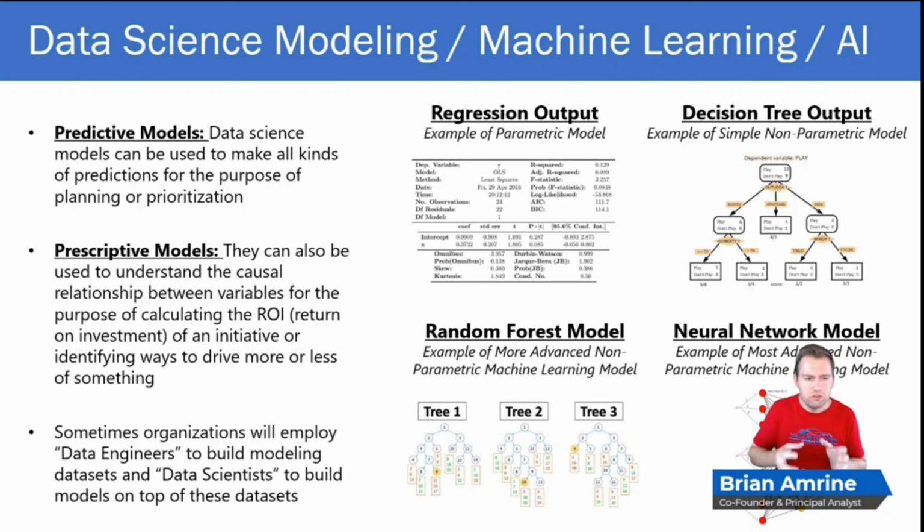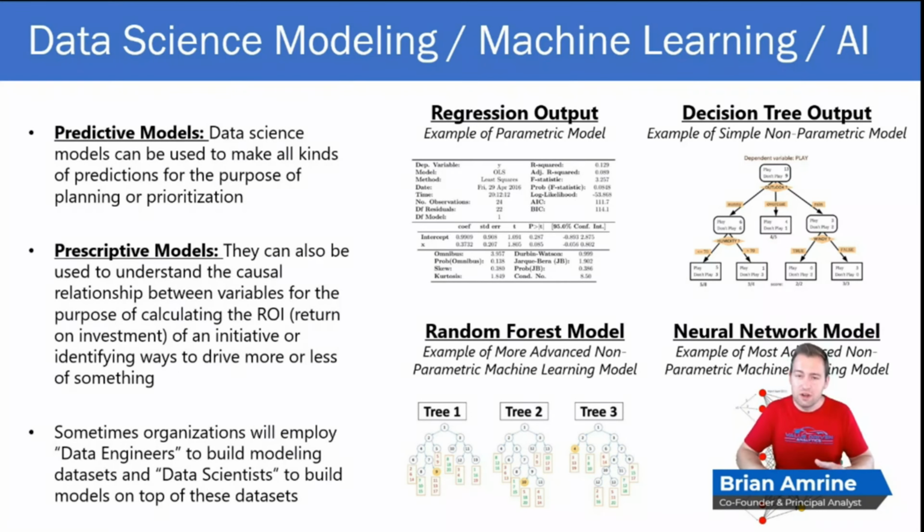And then when it comes to prescriptive models, we're trying to understand what is the causal relationship. Is there a causal relationship between variables? We might want to do this to calculate the return on investment. We need to know exactly how many sales a certain initiative is driving. Or perhaps we want to build a prescriptive model to identify ways to drive more or less of a particular variable, a particular thing we want to measure and understand.